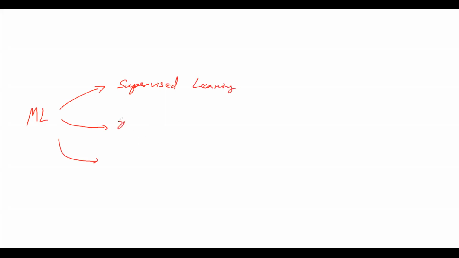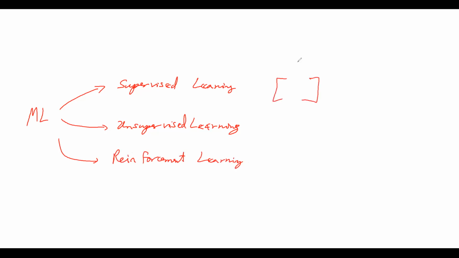Right? And then unsupervised learning. And then we have also reinforcement learning. So really, what was the difference? If you remember, the difference was that in supervised learning, we had the X and the Y labels, right?